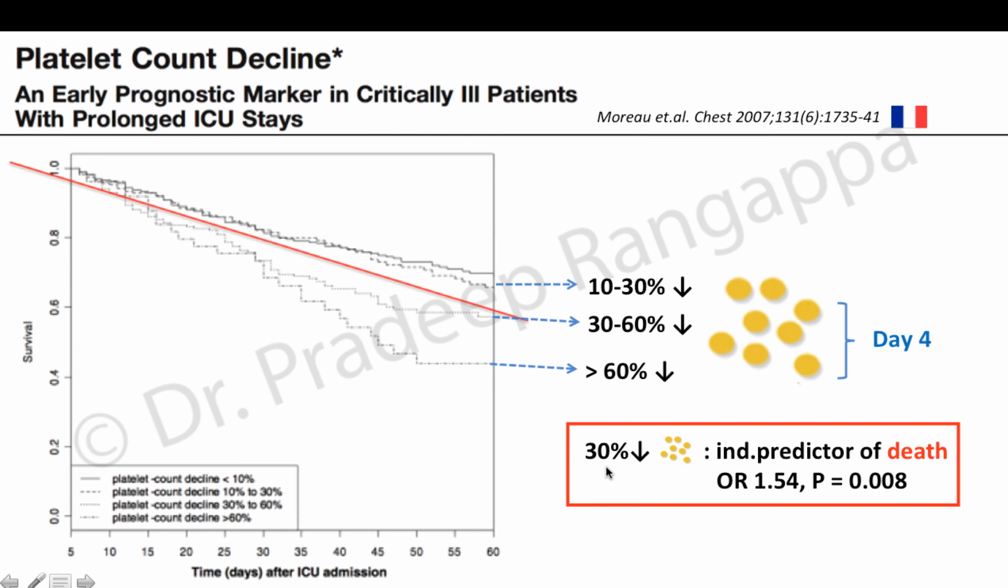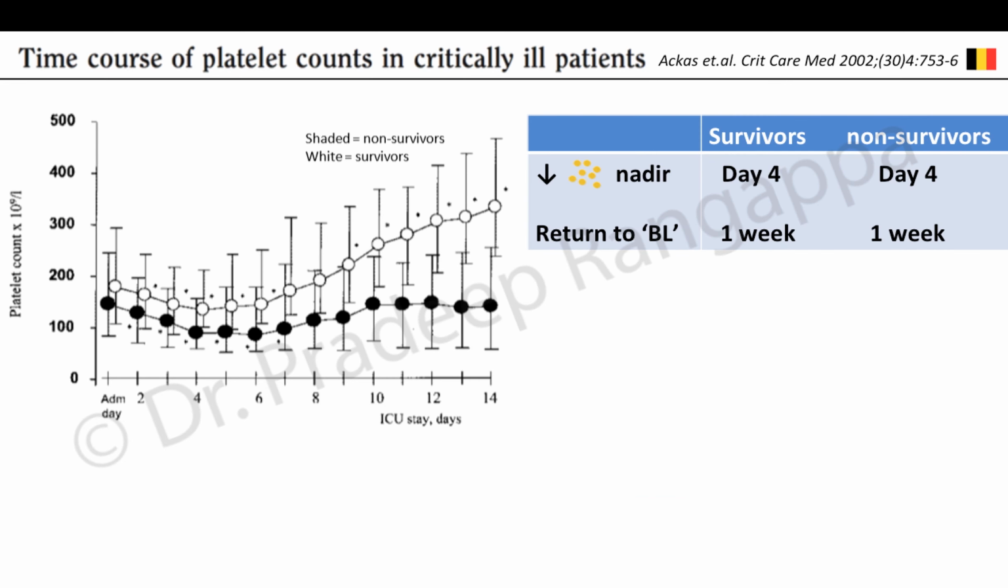So when they put things together, a 30% drop in platelets was found to be an independent predictor of death, with an odds ratio of 1.54, and that was statistically significant. So the greater the fall in platelets, the greater the risk of death. And the fall in platelets, at least from this study, typically happens from day 4.